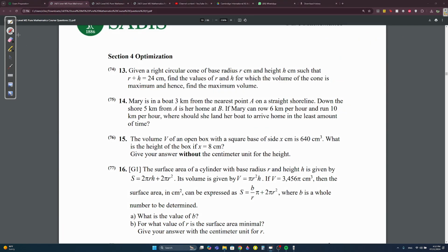Mary is about 3 kilometers from the nearest point A on a straight shoreline.